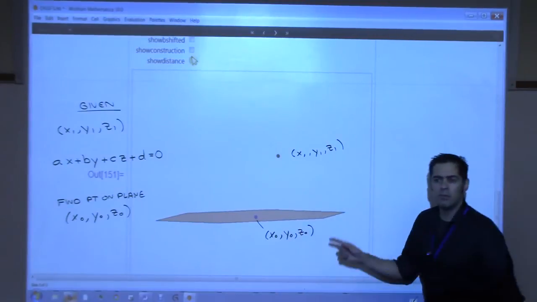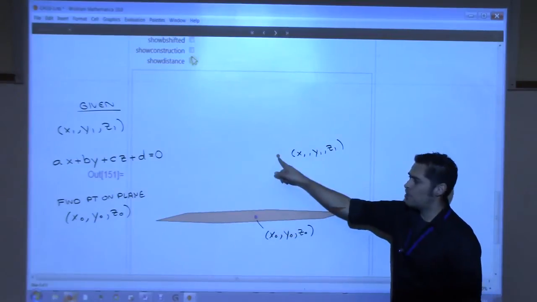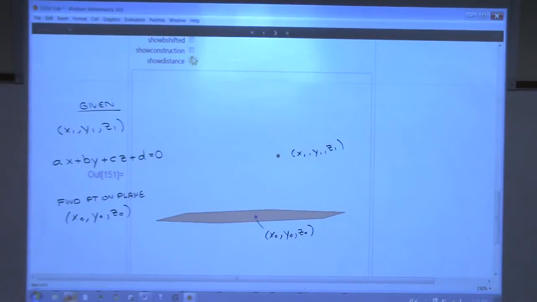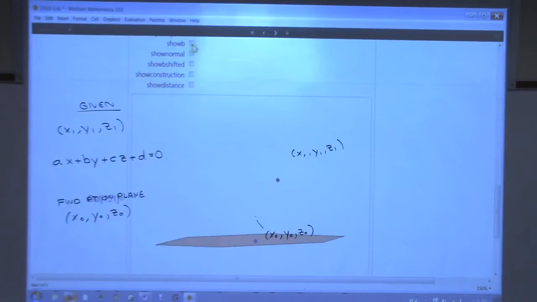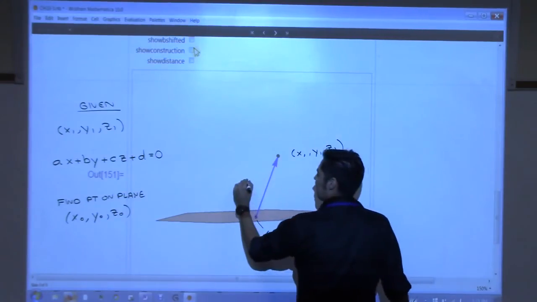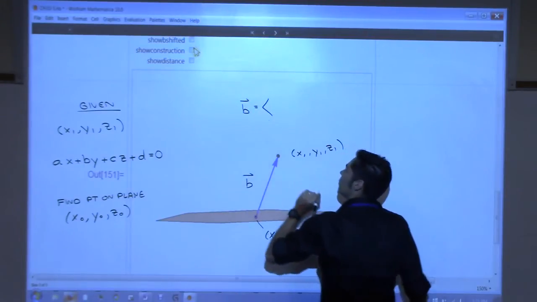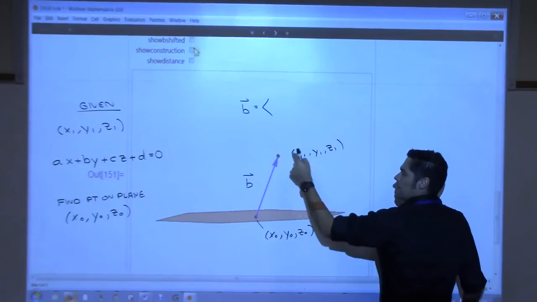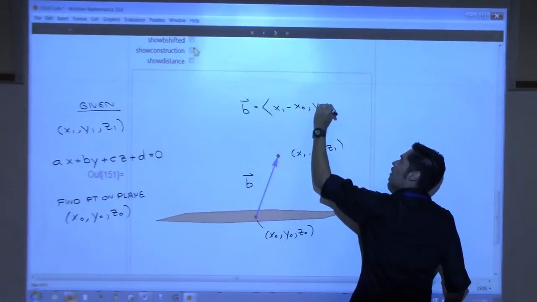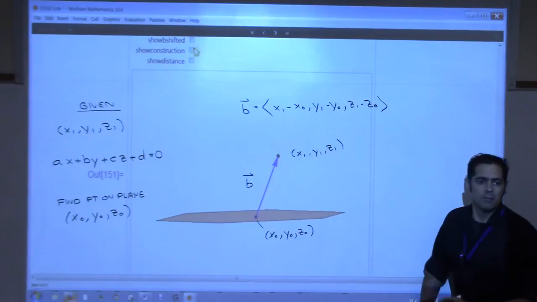And then what did we do next? Create a vector that went from here to here, right? That vector that goes from here to here, we are going to call vector B. Tell me up here the formula for B. B would be the vector, this one minus this one. So x1 minus x naught, y1 minus y naught, z1 minus z naught, right? Is this making sense to you?